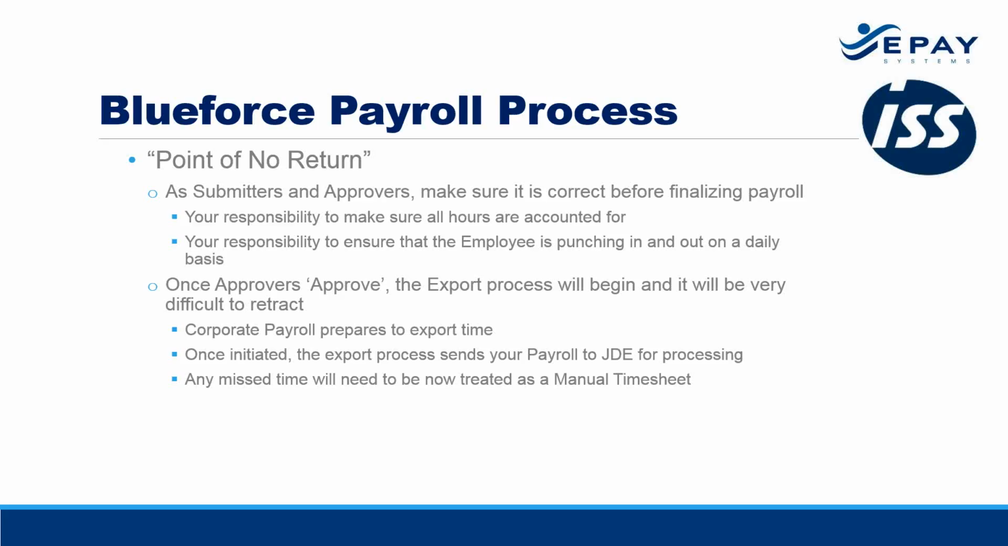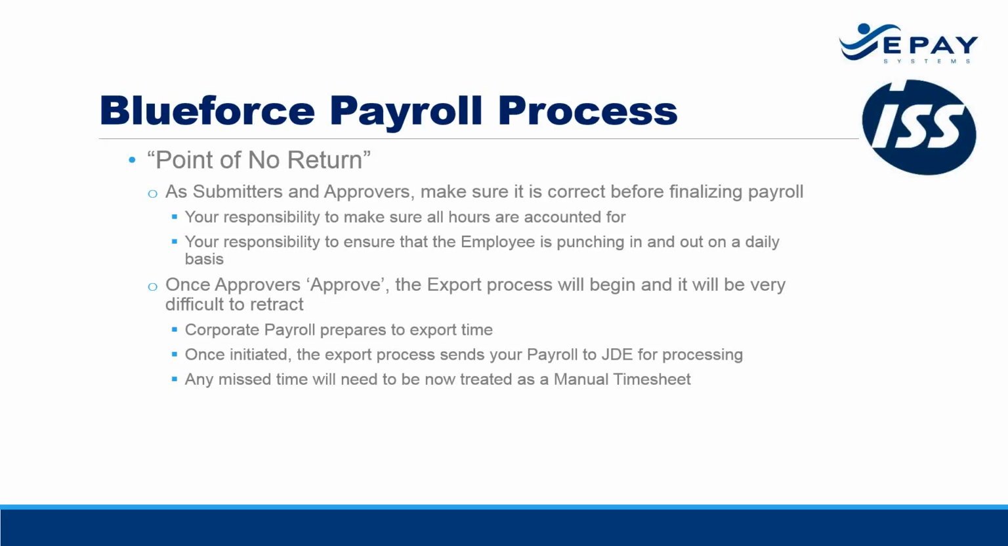The rest of the processing goes to JD Edwards, which goes through and takes out the deductions, takes out any garnishments, applies any other monetary figures, whatever needs to be done outside of Blueforce, and then at that point, JD Edwards funds your payroll. At that point, it goes to a check, a card, a direct deposit, etc. So any missed time at this point, like I mentioned, is the after-the-fact portion. Any time now missed has to be treated as a manual timesheet in Blueforce.